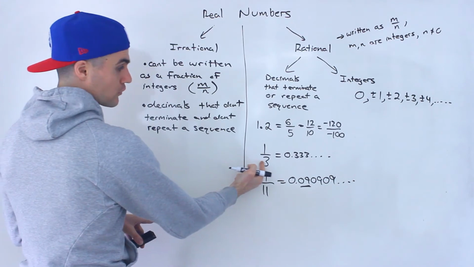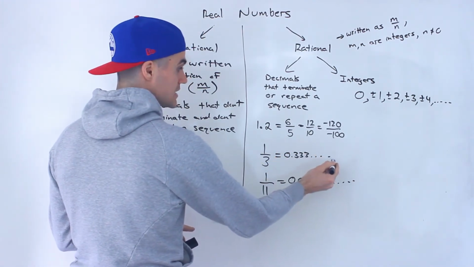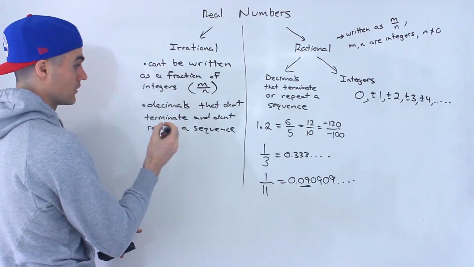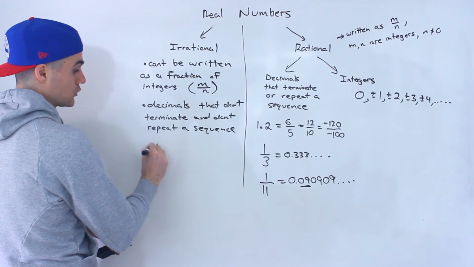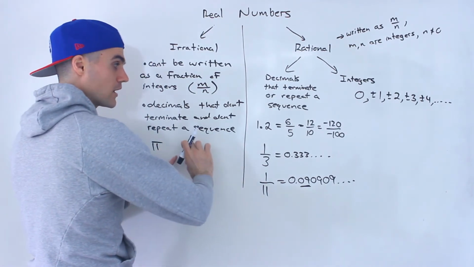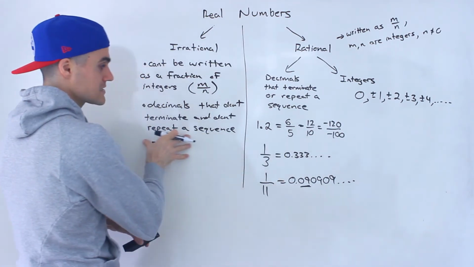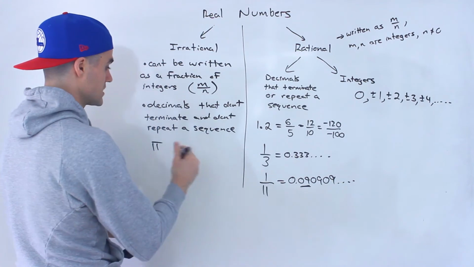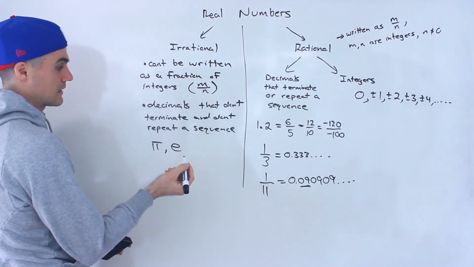So for example, 1 over 3, notice that this doesn't terminate, but it repeats a sequence, so it can't be an irrational number. Examples of irrational numbers would be the value pi. Pi, 3.14, etc., the decimal expansion never terminates and it doesn't repeat any sort of sequence. Same with Euler's number, e.